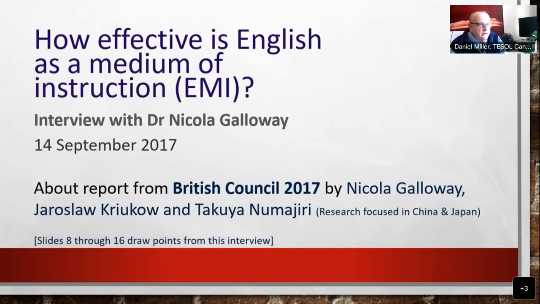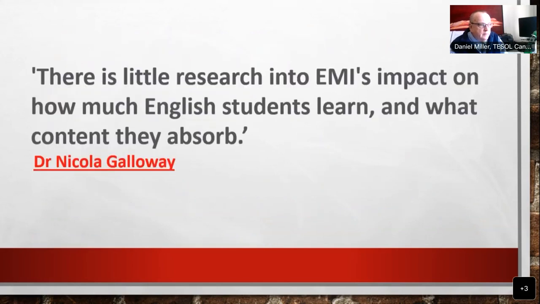How effective is English as a medium of instruction? The next two or three slides are taken from points during an interview with Dr. Nicola Galloway. And this is about a British Council report in 2017 by Nicola Galloway, Jaroslaw Kriukow, and Takuya Numajiri. There is little research into EMI's impact on how much English students learn and what content they absorb. A quote by Dr. Nicola Galloway.